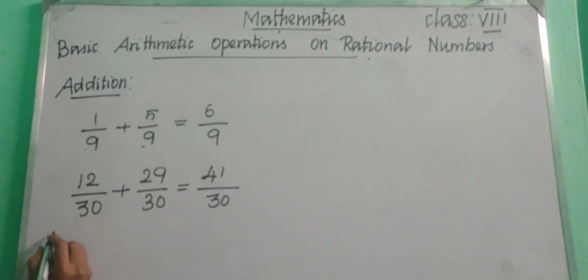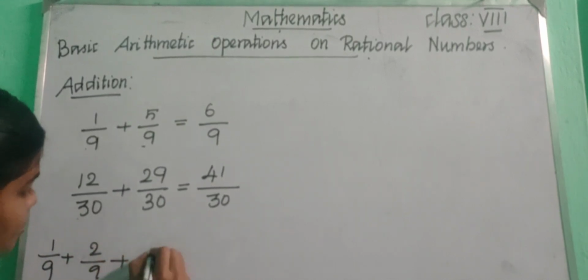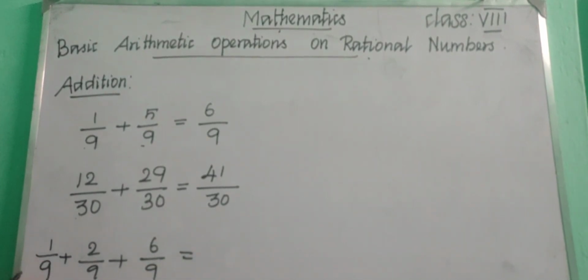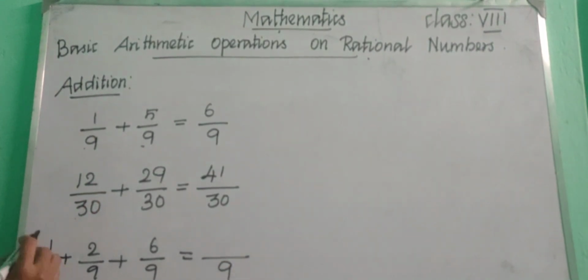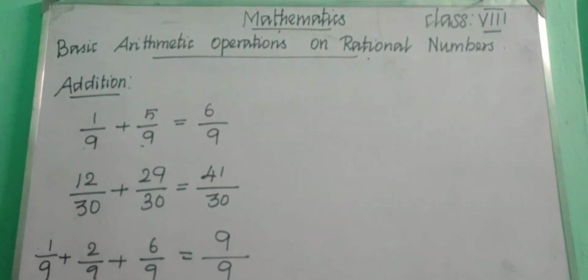So again if I am having 1 upon 9 plus 2 upon 9 plus 6 upon 9. So what will you do? Again we are having same denominators, so that we can put 9, okay, same denominator 9, and we can add only the numerator, okay. So 1 plus 2, 3, 3 plus 6, 9, okay. So 9 upon 9, okay. So at the last we can simplify and write. So what is the answer? 1, we will get 1 as the answer, okay.